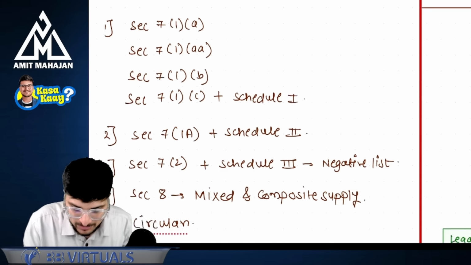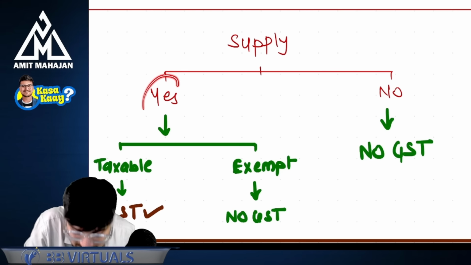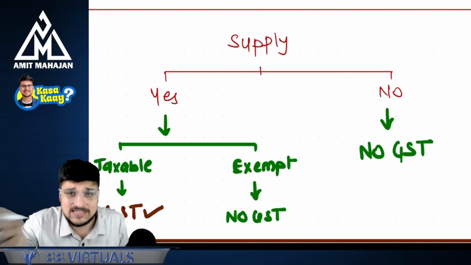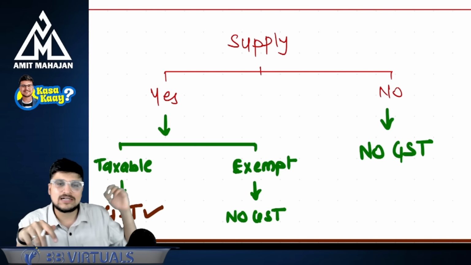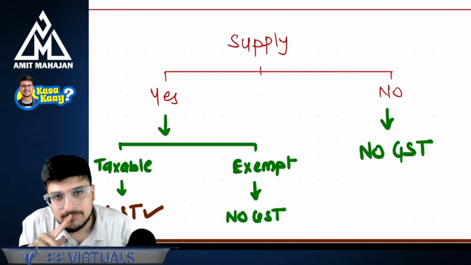First of all, before we discuss what is supply, we have to understand that in GST, the taxable event is supply. If there is no supply, then you can't have any GST liability. But if you have any kind of supply, then that supply can either be a taxable supply or an exempt supply. I'm repeating this once again. If there is no supply, there is no GST. But if there is a supply, there can be GST, because that supply can either be a taxable supply or an exempt supply.